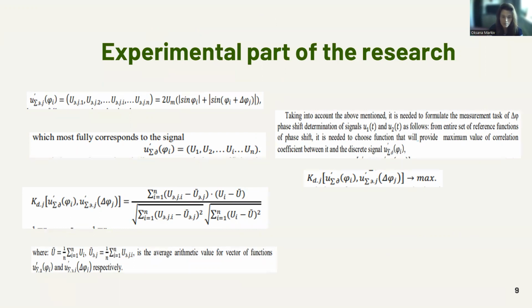Taking into account the above mentioned, it is needed to formulate the phase shift in such a way. The ratio for determining this value in the special case is as follows, demonstrated here in this slide. Taking into account the above mentioned, it is needed to formulate the measurement task of phase shift determination of both signals as follows. From the entire set of reference functions of phase shift, we need to choose the functions that will provide the maximum value of the correlation coefficient between it and the discrete signal demonstrated here.